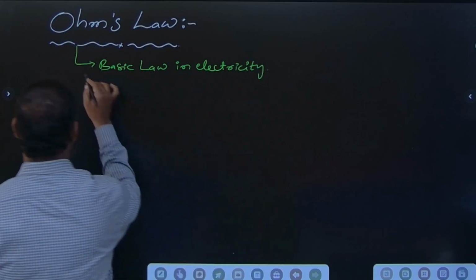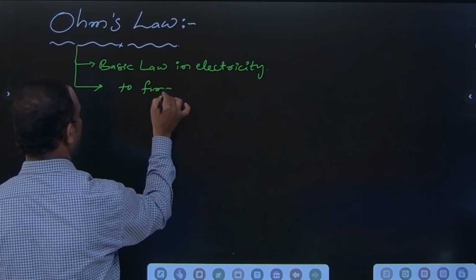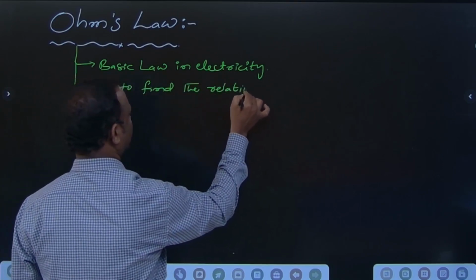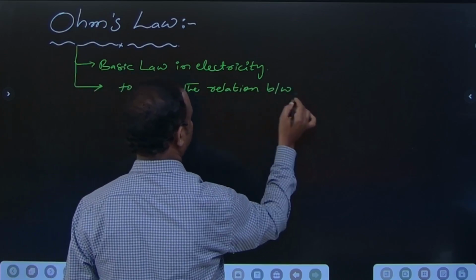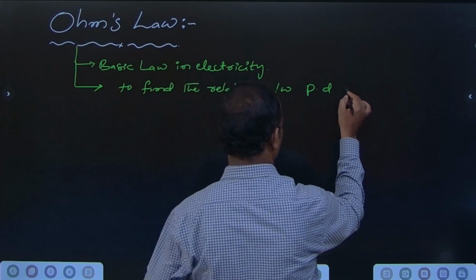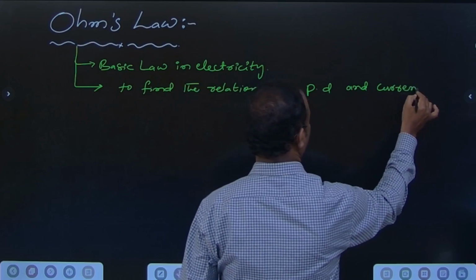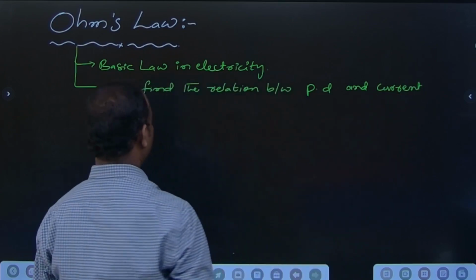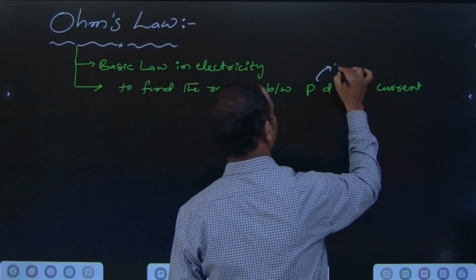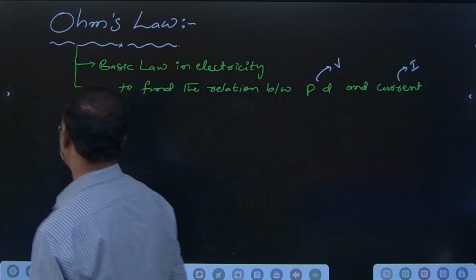And next, Ohm's law is useful to find the relation between potential difference and current. So this is the major purpose of Ohm's law. Potential difference is V, and current is I. Okay, so let us see.